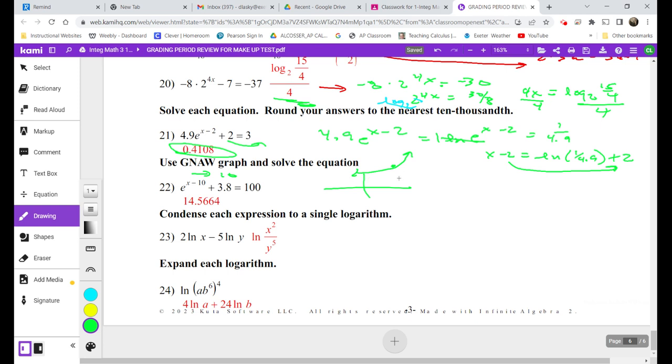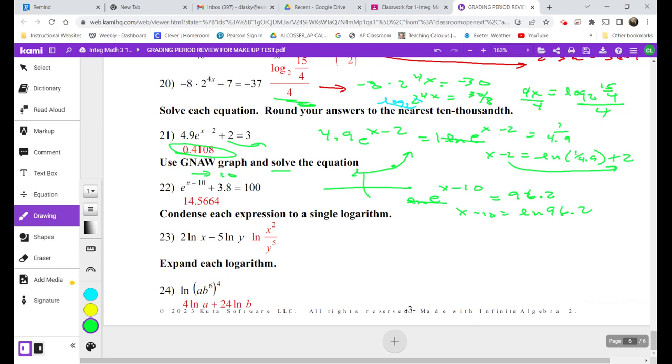It's probably not going to cross the x-axis, so we may not get an answer, but go ahead and solve it anyway. So e to the x minus 10 equals approximately 96.2, because I have to move the 3.8. I take the natural log of both sides. I get x minus 10 equals the natural log of 96.2. And then I move that over and get 10, and then we work our way from there. So that is how we tackle that equation.